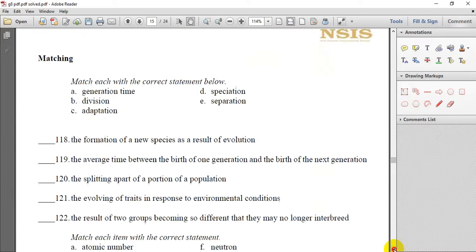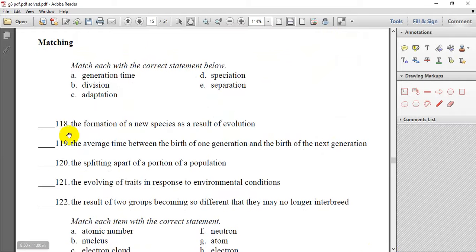Matching. Question 118. The formation of new species as a result of evolution. Yes, this is speciation, letter D. The average time between the birth of one generation and the birth of the next generation. Yes, this is generation time. The splitting apart of a portion of a population, as we mentioned before, when the finches left South America to Galapagos Island, this is called separation.